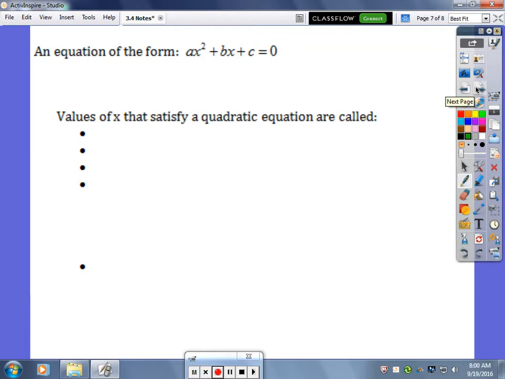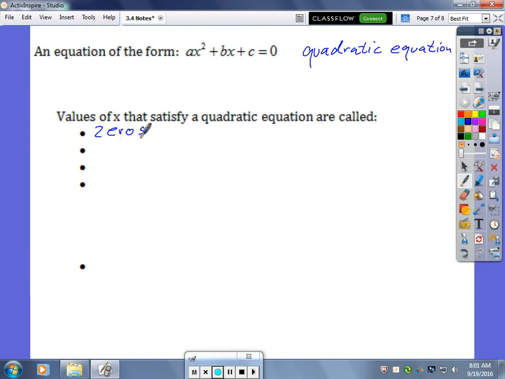You have seen this. An equation of the form ax squared plus bx plus c is equal to 0 is what we call a quadratic equation. And when we have it set equal to 0, the values that we find for x that make this equation become true, that satisfy this quadratic equation, have 4 different names. You know those 4 names. Let's just remember them. Zeros is what we call them, because y is 0.